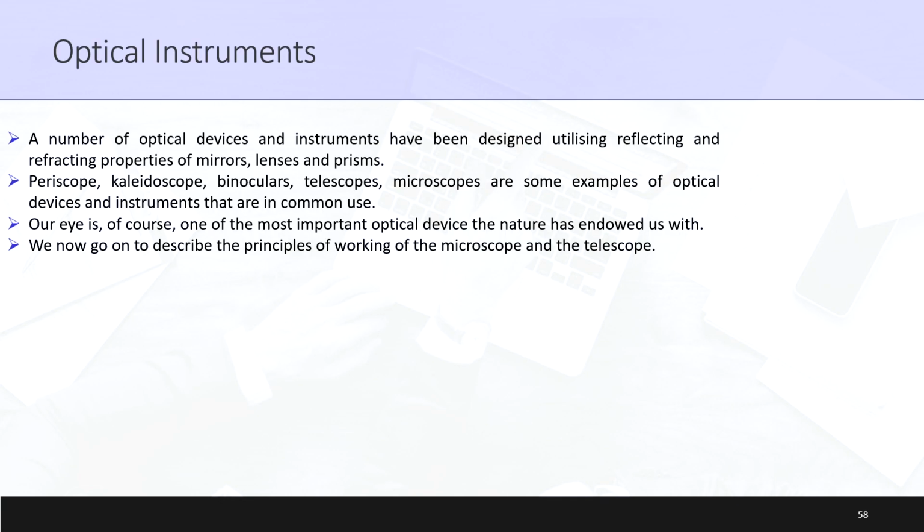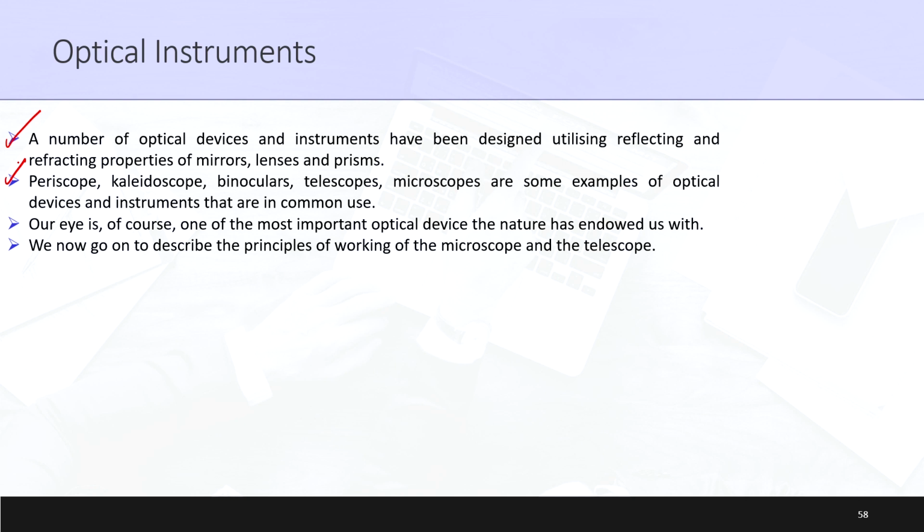Let us start with the final concept of this chapter, ray optics and optical instruments, that is optical instruments. So, let us look over all the different types of optical instruments: magnifier, microscope, telescope, etc. Okay. So, optical instruments. A number of optical devices and instruments have been designed utilizing reflecting and refracting properties of mirrors, lenses and prisms, quite evident. So, this is nothing but the theoretical introduction part. Periscopes, kaleidoscopes, binoculars, telescopes, microscopes are some examples of optical devices and instruments that are in common use.